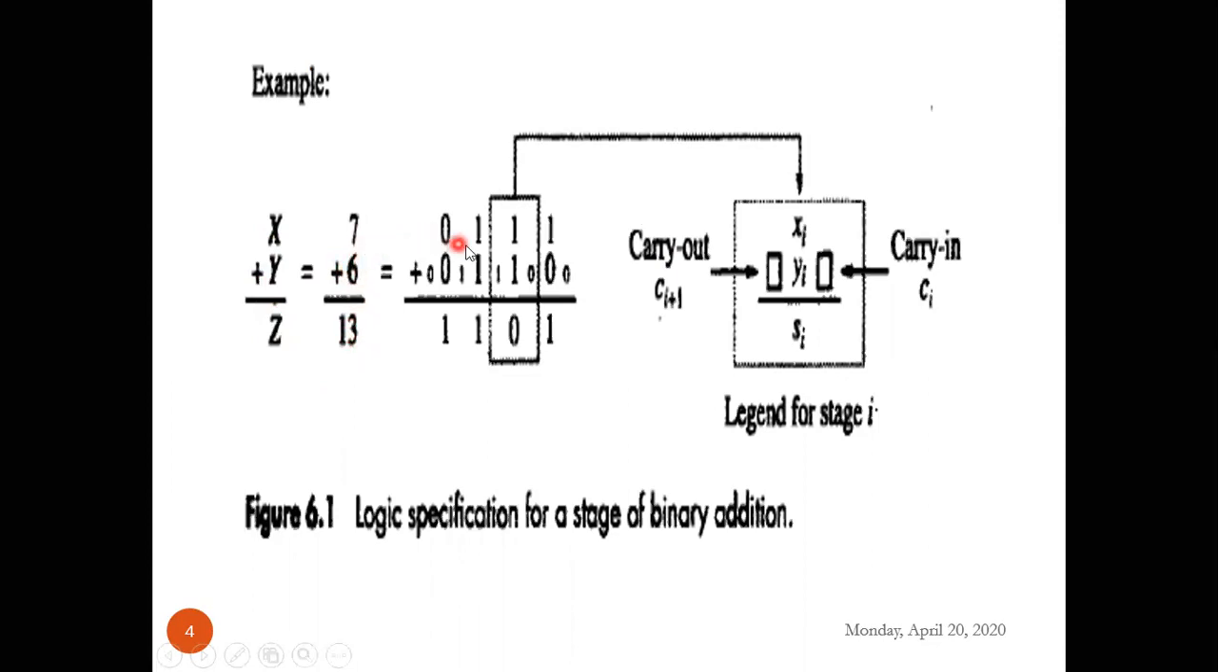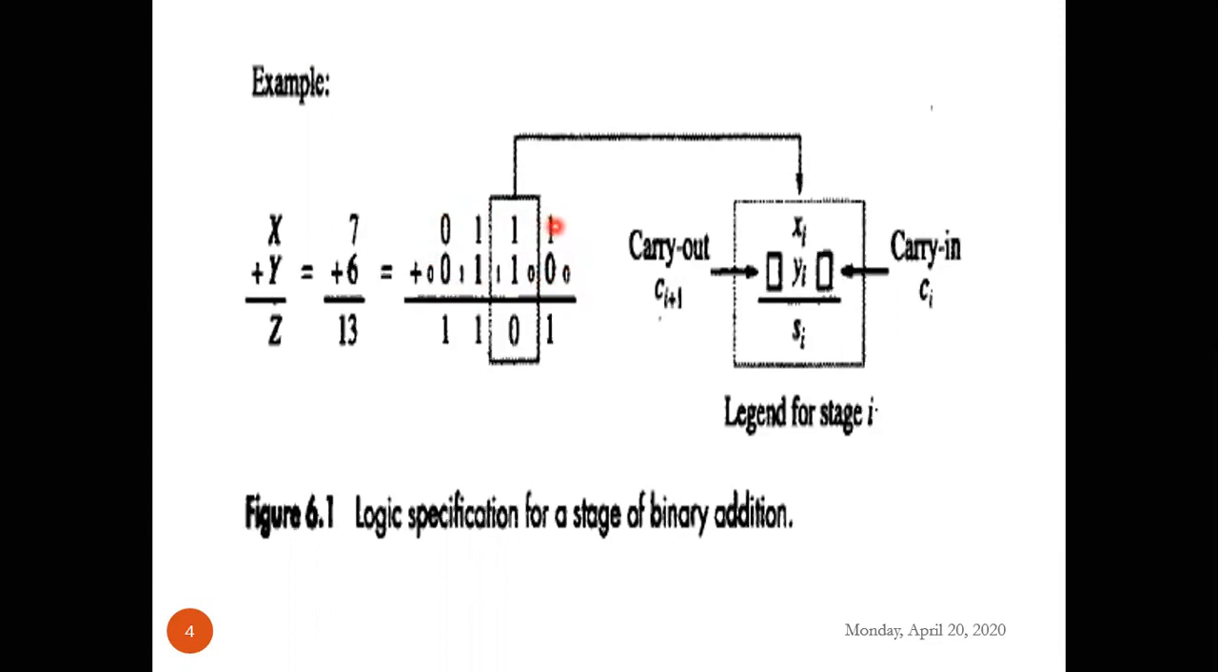7 in binary is 0, 1, 1, 1 and 6 in binary is 0, 1, 1, 0. Now when you start doing the addition of each stage, how many stages are here? This is the 0th stage, this is the first stage, this is the second stage, and this is the third stage. Totally from 0 to 3, 4 stages are there. We have considered a 4-bit addition.